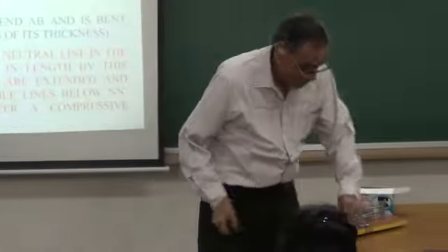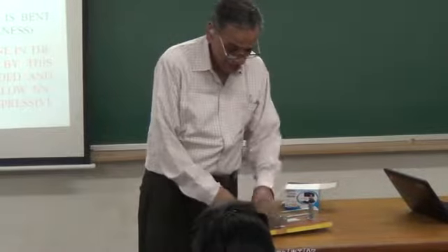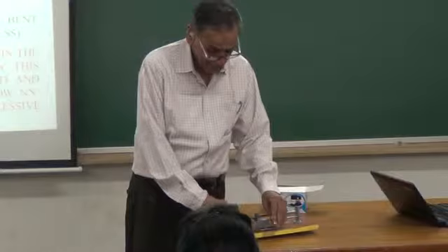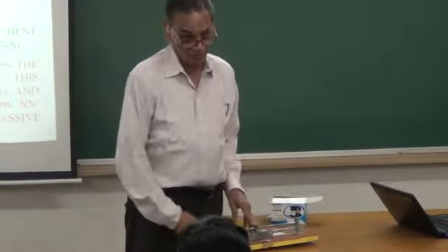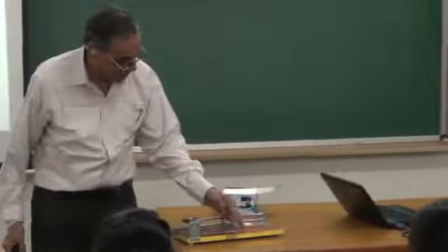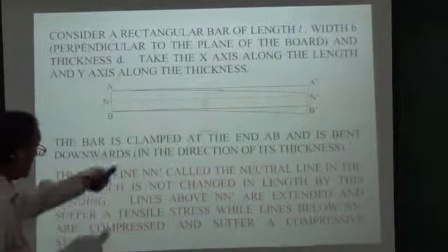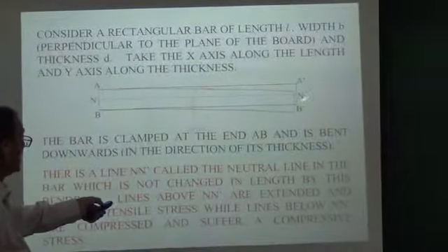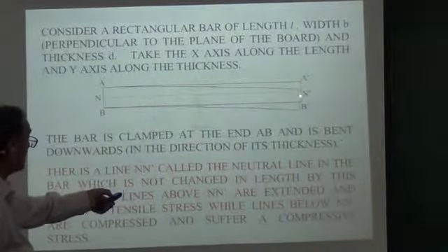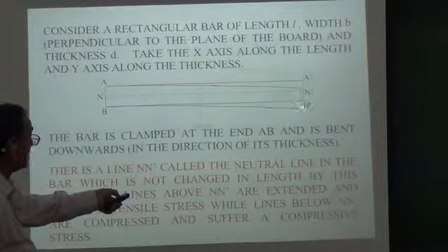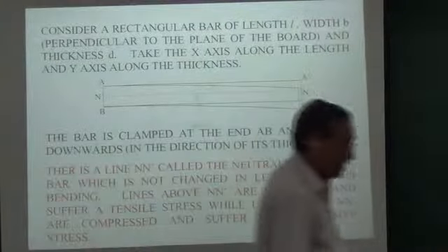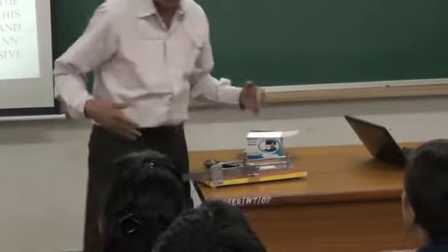I clamp it at one end. I clamp this between screws at one end. The other end is free. Now I bend this bar. When the bar is not bent, the cross section of the bar is rectangular like A B, A dash B dash. But when you bend it, A dash goes to this point and B dash comes to this point. So when I bend this bar like this, you will see that it has moved from this straight portion.